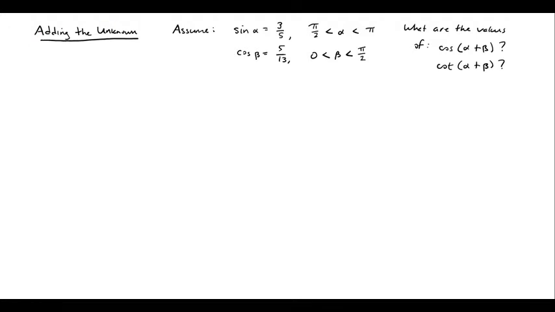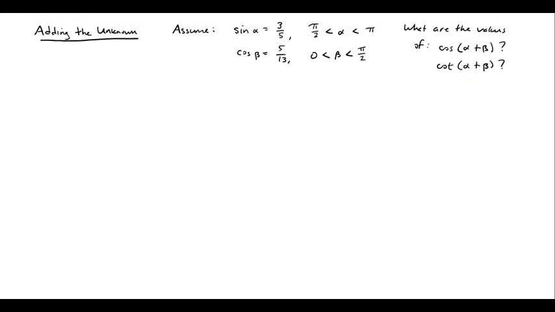So I've put up an example problem here. We're given two angles, alpha and beta, and we're given the sine of alpha, but other than that, only the quadrant that alpha lies in. It's this one right here. That's quadrant 2. And we're given the cosine of beta, it's 5/13. And we know which quadrant beta lies in, it's quadrant 1. But other than that, we don't know very much about alpha and beta. And we're asked to find the values of cosine of alpha plus beta and then cotangent of alpha plus beta.